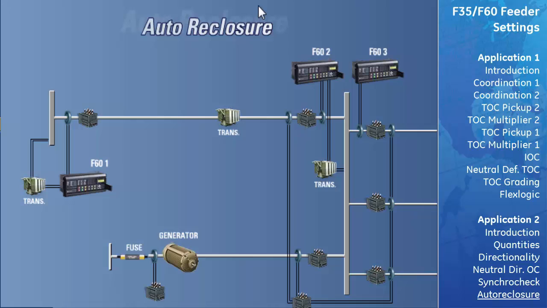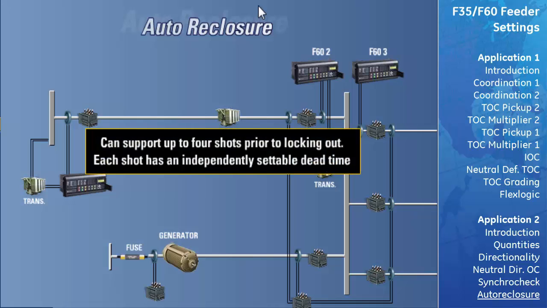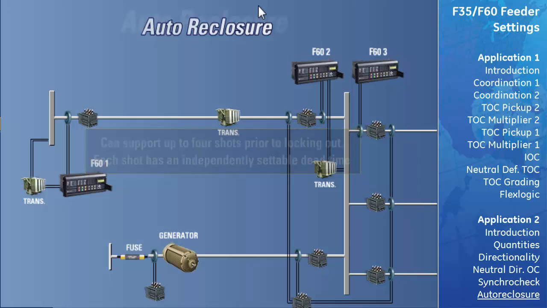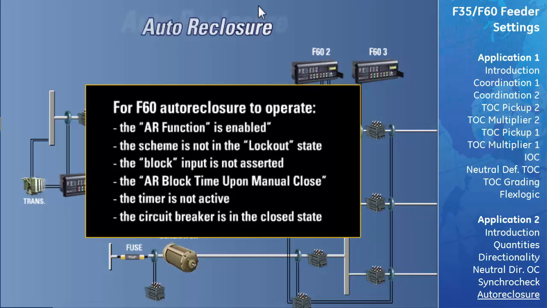This auto reclosure function can support up to 4 shots prior to locking out. Each shot has an independently settable dead time, meaning the duration for which the breaker remains open in order to allow the fault energy to extinguish. All of the following conditions must be met within the F60 before the auto reclosure scheme will operate.